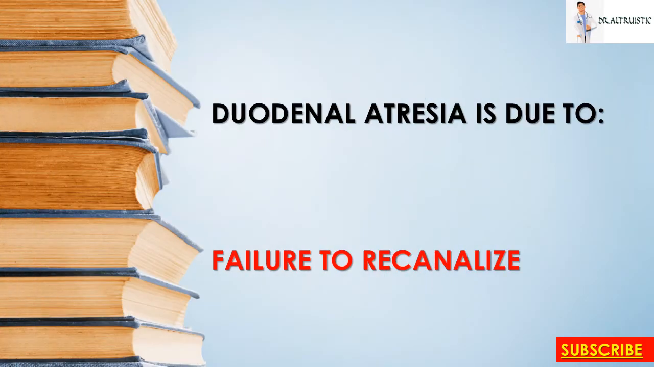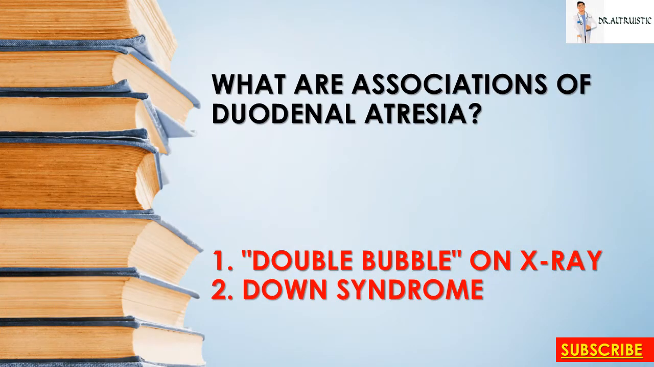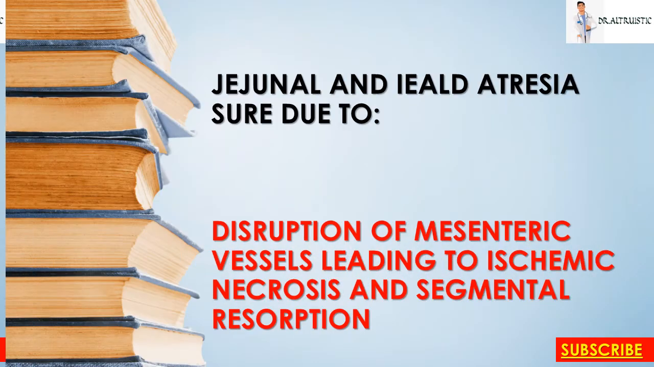Duodenal atresia is due to failure to recanalize. What are associations of duodenal atresia? 1. Double bubble on X-ray. 2. Down syndrome. Jejunal and ileal atresia are due to disruption of mesenteric vessels leading to ischemic necrosis and segmental resorption.